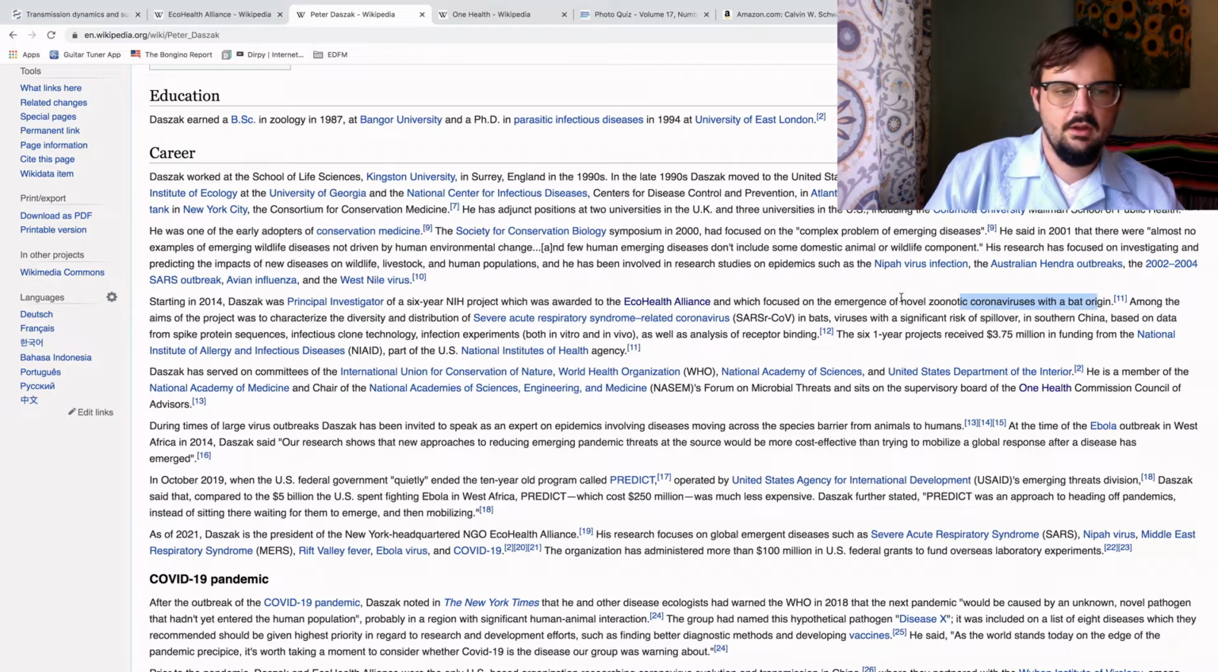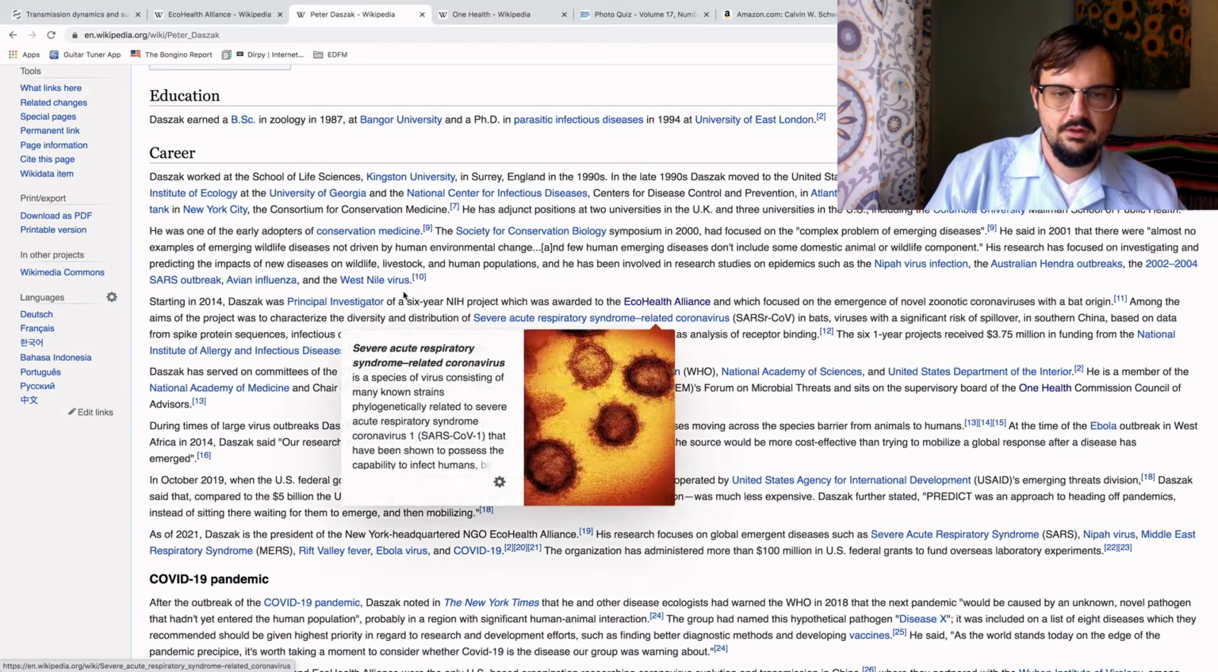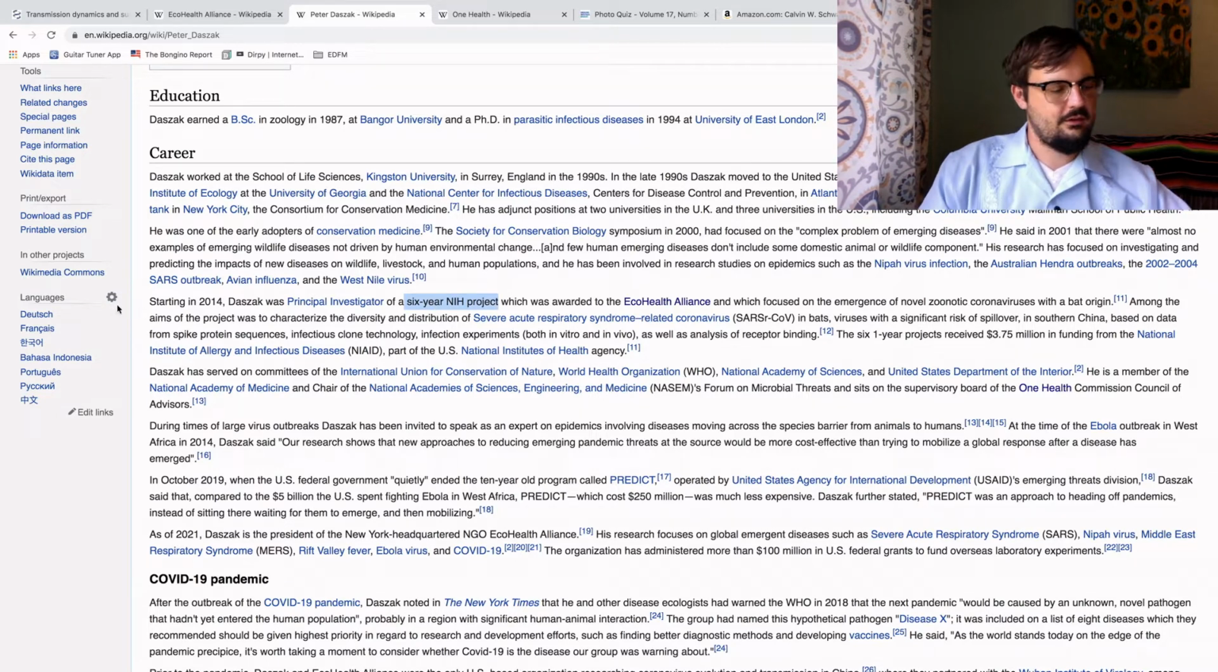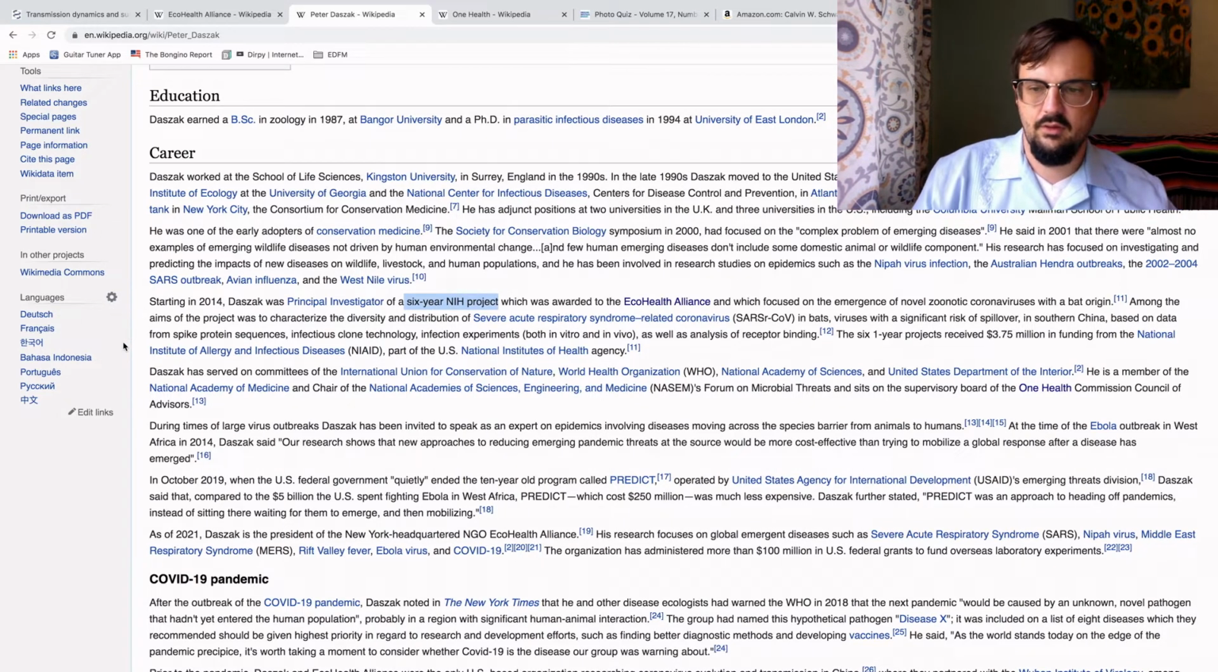Fascinating. And so look, 6 years after 2014 gives you 2020. So he started 6 years before the big event occurred and ended exactly when the big event began.